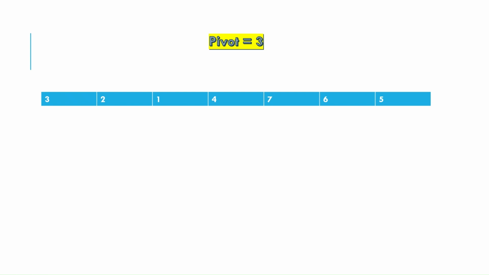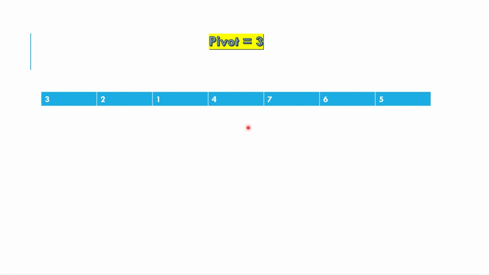So I have an unsorted array: 3 2 1 4 7 6 5. In this unsorted array, I will be choosing the first element as a pivot, as my reference. You can pick any random element. You can exercise that.